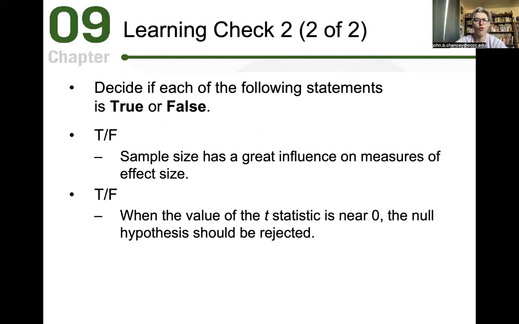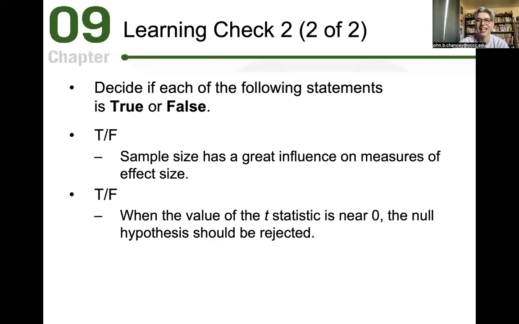Okay, another true or false set. True or false: sample size has a great influence on measures of effect size. And the second one, true or false: when the value of the t statistic is near 0, the null hypothesis should be rejected. So go ahead and pause the video here. Make sure you understand what each one of these is asking, and unpause the video when you feel like you have your answers ready.